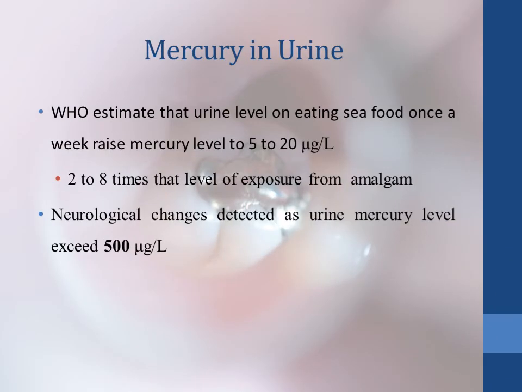And eating seafood once a week raises the mercury level to even more than the amount found from dental amalgam, to about 5 to 20 micrograms per liter. That is about 2 to 8 times the level of exposure from amalgam. Neurological changes within the body are detected if the urine mercury level exceeds 500 micrograms per liter. So the exposure from amalgam is way lower than the threshold amount.